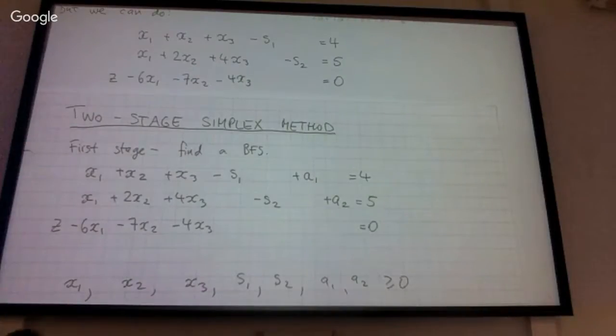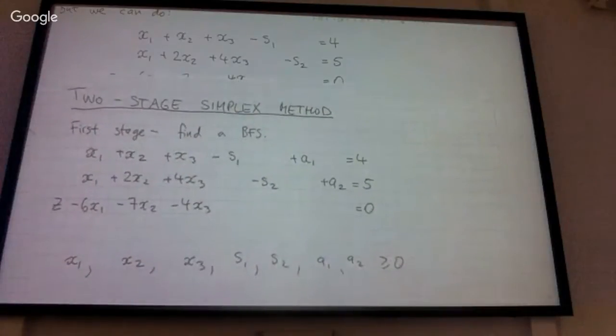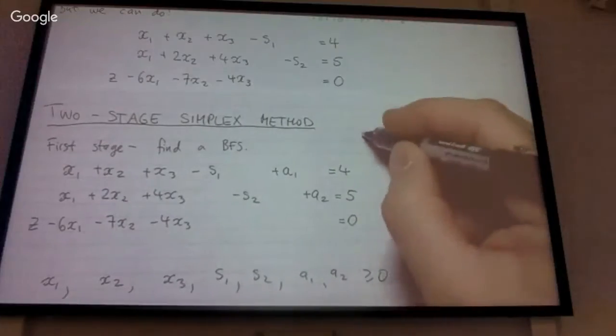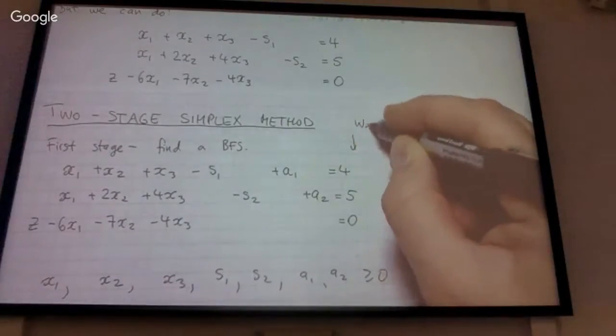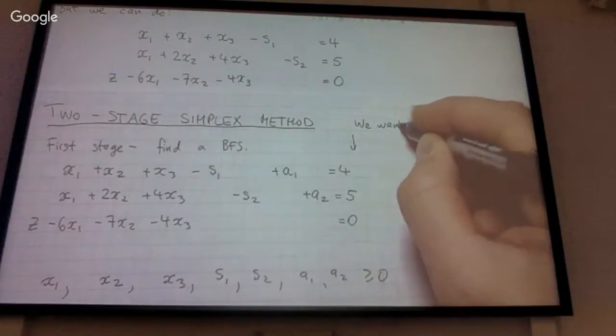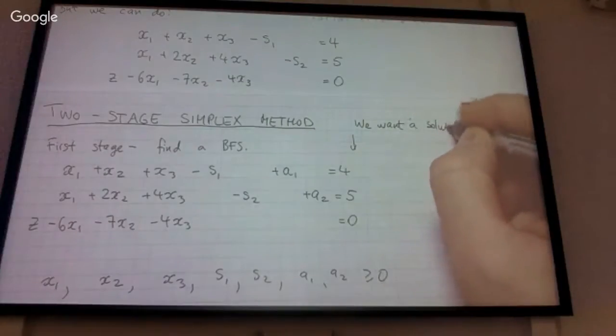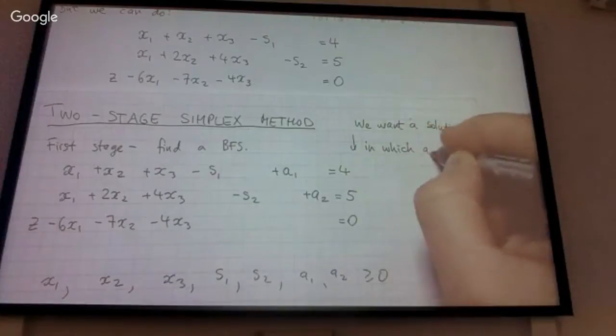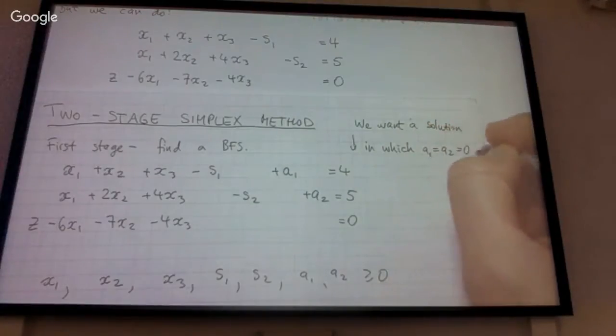So what I want to do here, I want to find a solution. Where do I put it? Okay, here. We want a solution in which both A1 and A2 are equal to 0. Okay?